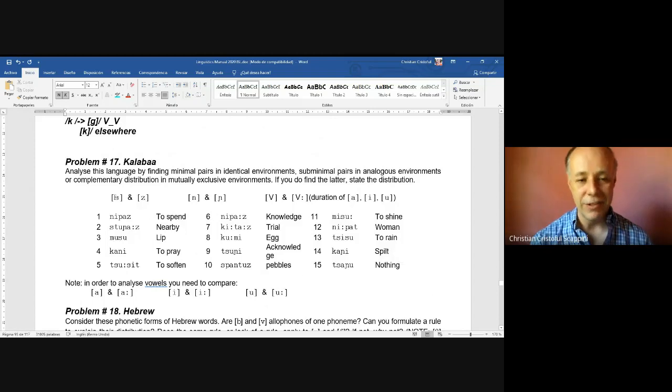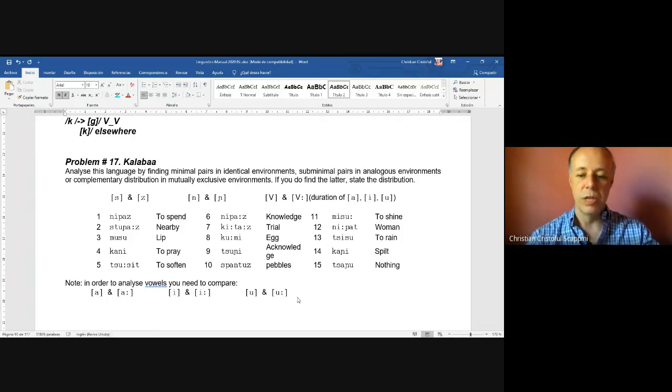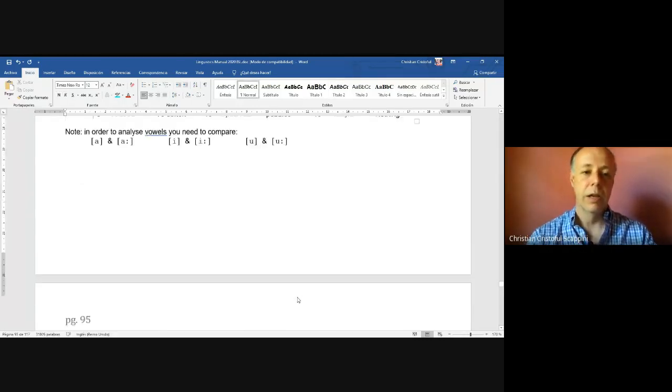So we have this suspicious pair again. Then we have a new pair, N and Ñ. And then we have V and V, short vowel and long vowel. But it says that we need to analyze the duration of 3 vowels, the A, the I, and the U. That means A and A, I and I, U and U. So in total, we will have 1, 2, 3, 4, 5 pairs that we need to analyze. And let's do it in order.